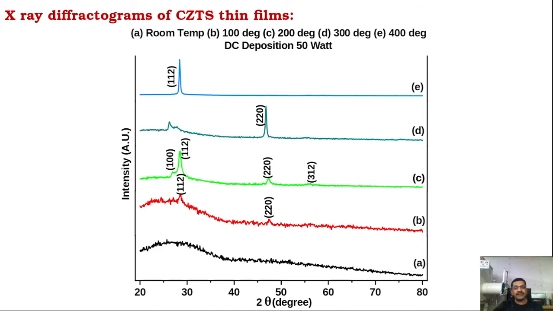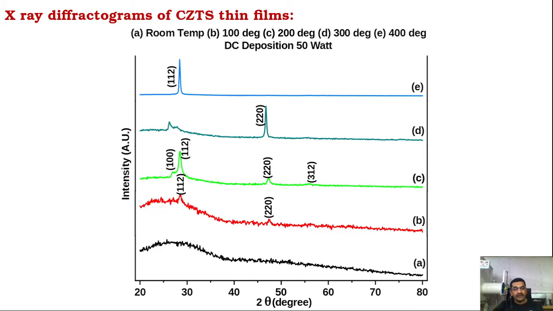So what does this indicate? It indicates that not only have we got an increase in crystallinity because of the increase in deposition temperature, but also we have preferred orientation. This one can use while growing or designing a solar device or thin film solar cell.